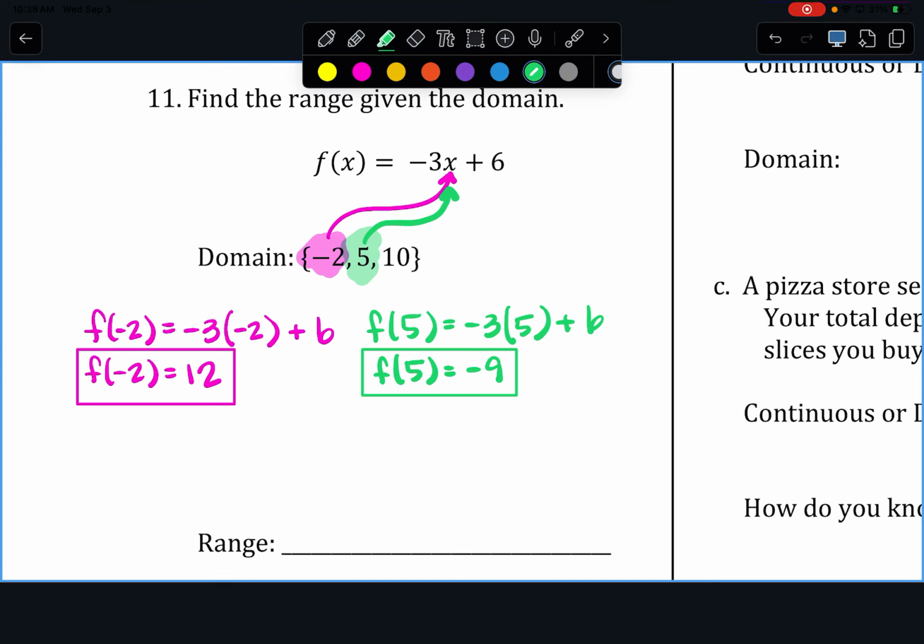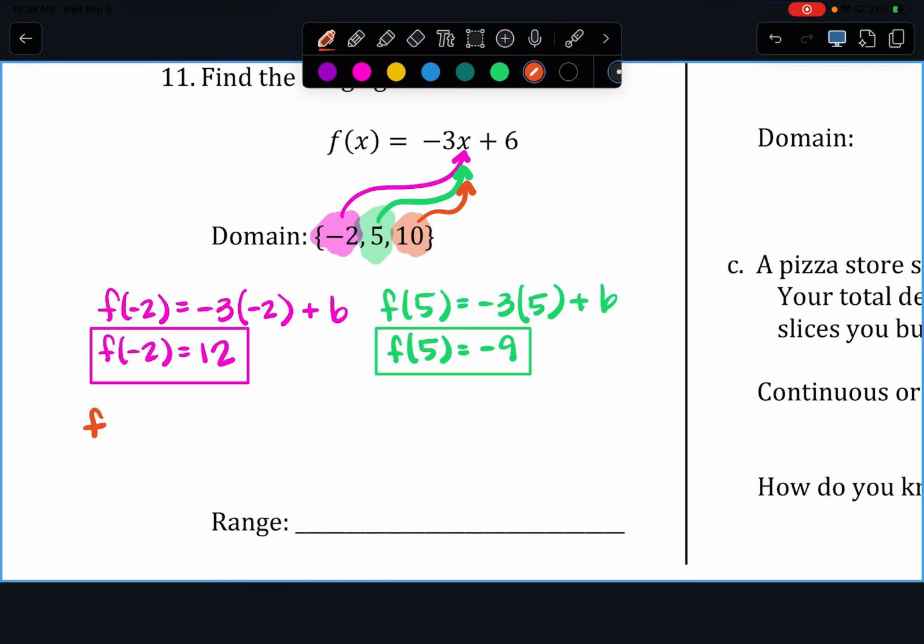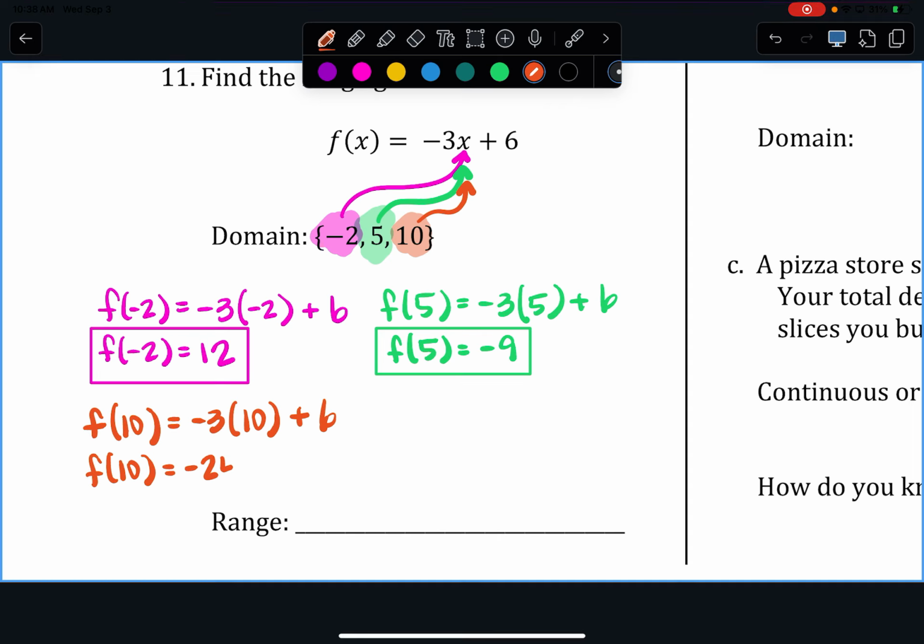And then lastly, we have a 10. Oops, I have a double dot there. There we go. And we're going to do the exact same thing. Now we're going to take the 10 and plug it in for x. So f of 10 equals negative 3 times 10 plus 6. Bring down my f of 10 because that's just a fancy y equals. That's going to give me negative 30 plus 6, so negative 24 should be my output when we insert a 10 for x. Okay. And then, of course, it wants you to find the range.